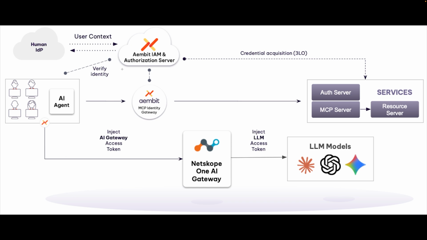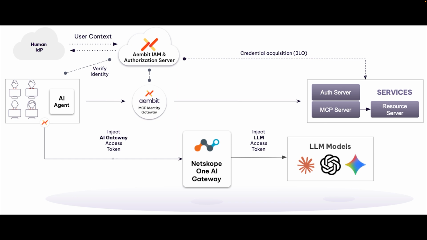So we have Aembit in the cloud. We have Netskope One AI Gateway that I have deployed. We have the N8N agent that I've deployed. And the traffic is going to be going from the N8N node agent to Netskope One AI Gateway for inspection. And if inspection is all good, it gets then forwarded on to the LLM. The LLM I'm going to be using is Anthropic's Claude.